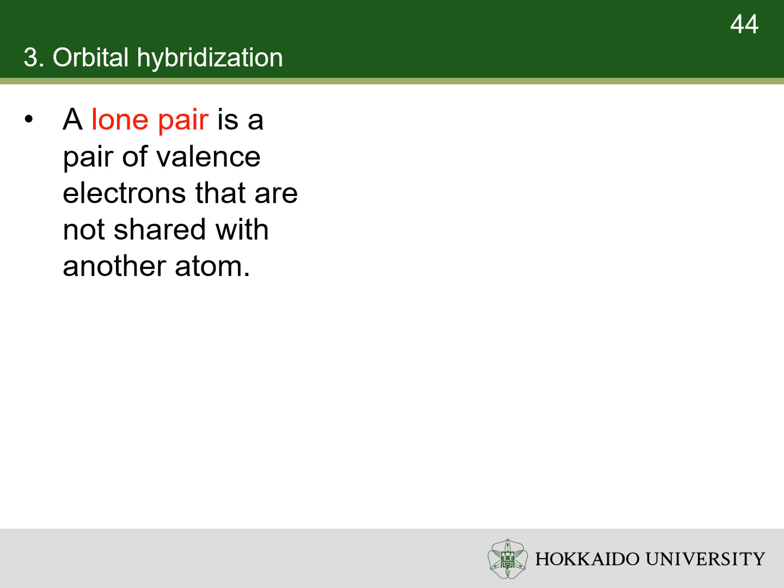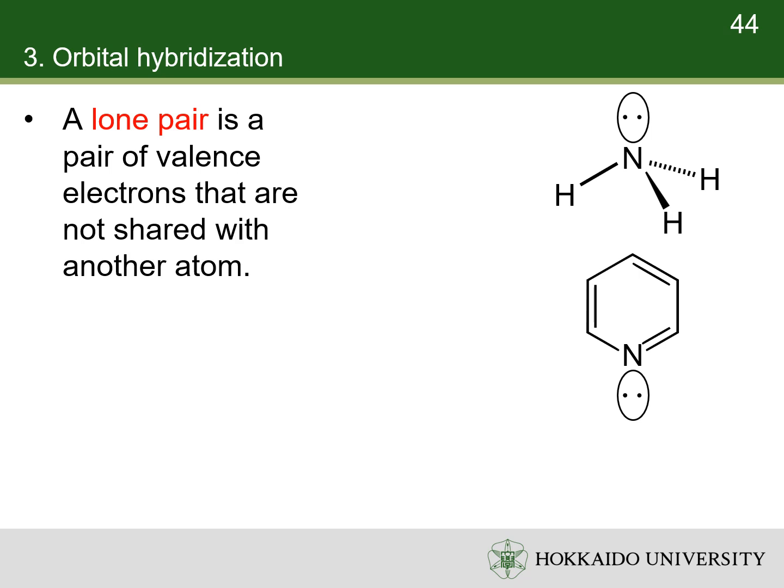Not all electrons in hybrid orbitals are shared by atoms. A lone pair refers to a pair of valence electrons that are not shared with another atom. A single lone pair can be found with atoms in the nitrogen group. In ammonia, the nitrogen atom has sp3 hybrid orbitals and forms 3 sigma bonds and 1 lone pair. In pyridine, the nitrogen atom has sp2 hybrid orbitals and forms 2 sigma bonds, a pi bond and 1 lone pair. In hydrogen cyanide, the nitrogen atom has sp hybrid orbitals and forms 1 sigma bond, 2 pi bonds and 1 lone pair.